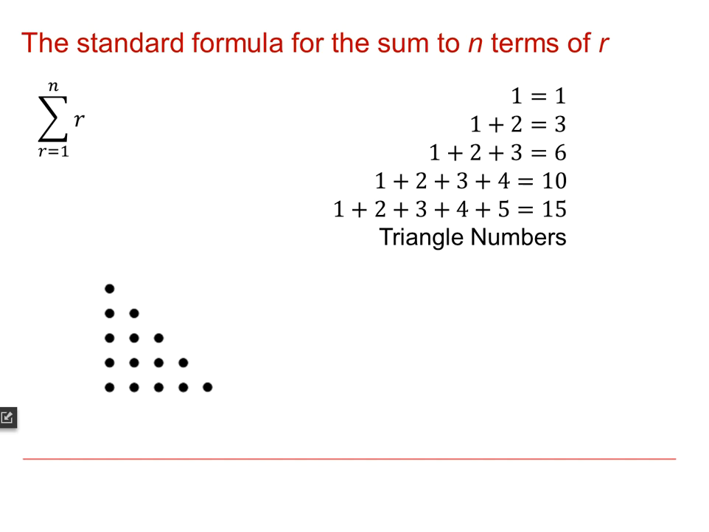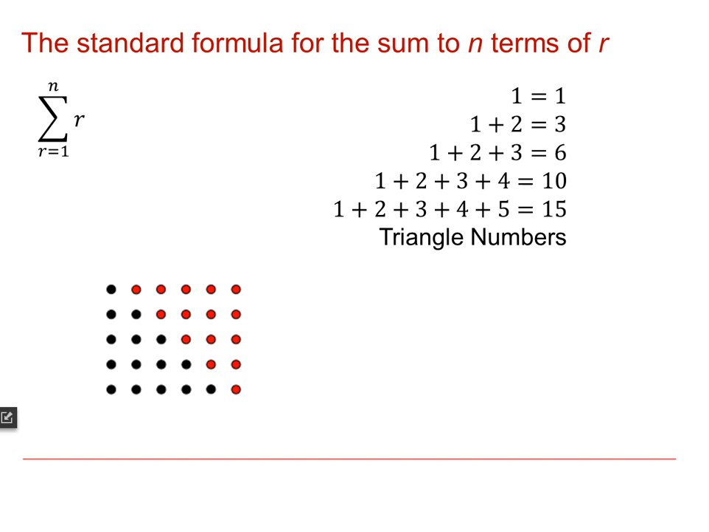Now if to that pattern we add another one, but this time upside down, we get, you'll see there, a rectangle, and that allows us to work out a formula for the sum of the first n integers. Let's see what we've got here.